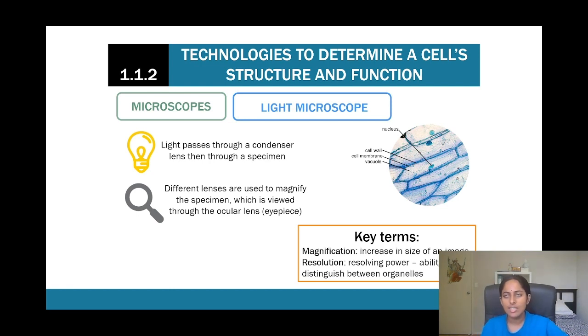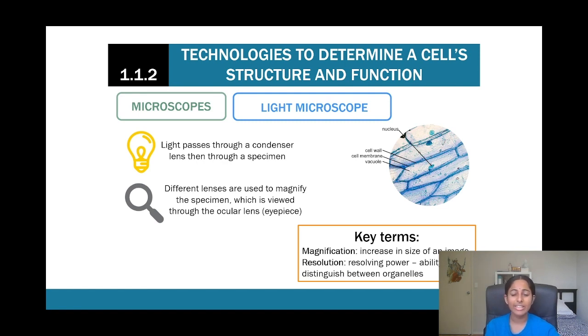So I guess the technology that we'll be mainly focusing on is microscopes. Microscopes are pretty important because obviously you can't see organelles with the naked eye, so you need the help of a microscope in order to do that for you. So microscopes have different kinds.